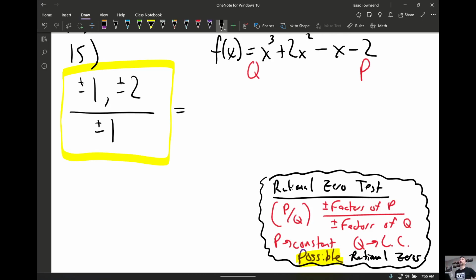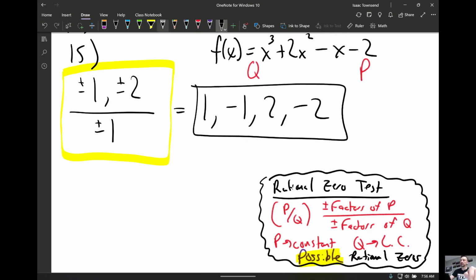It's not going to help us find imaginary zeros like i. But everything in this list is a possible rational zero. So really, if you took any of these in the numerator over any of these in the denominator, so like 1 over 1, negative 1 over 1, 2 over 1, negative 2 over 1, and the rest are duplicates. So these are saying the same thing. These are the possible zeros.